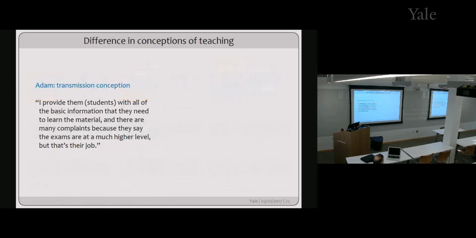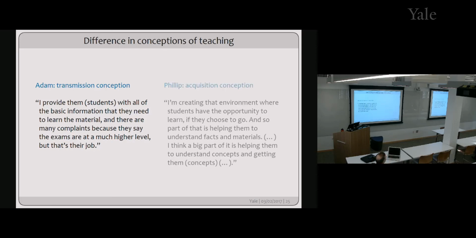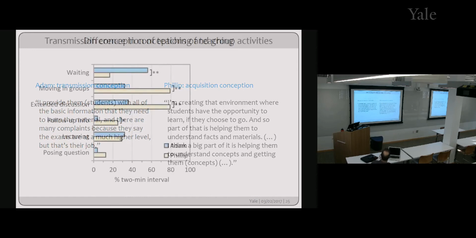So in our case study, Adam has a transmission conception. In this case, he says, I provide students all the basic information, and then they have to learn on their own for the exam. So the teaching and learning are not connected. Philip creates an environment where students have the opportunity to learn, and the goal of this learning environment is to help them understand the facts and materials, getting the ideas and the concepts that are already known in the field.